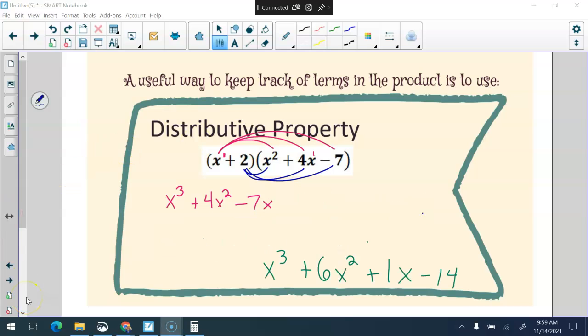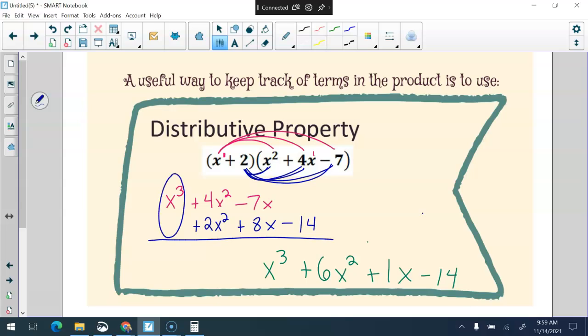Let me show that second distribution one more time. The 2 times x squared, you could write it down here. The 2 times 4x is 8x, you could write that there. And 2 times negative 7 is negative 14. And then when you line them up, you can see there's only 1x cubed. And 2 and 4 is 6x squared. And negative 7 and 8 make 1x, and then we have that negative 14 by itself.